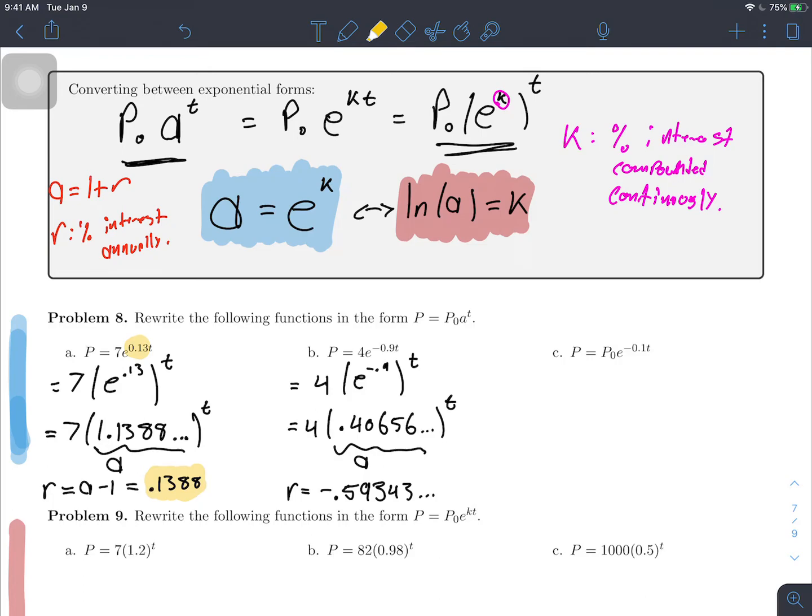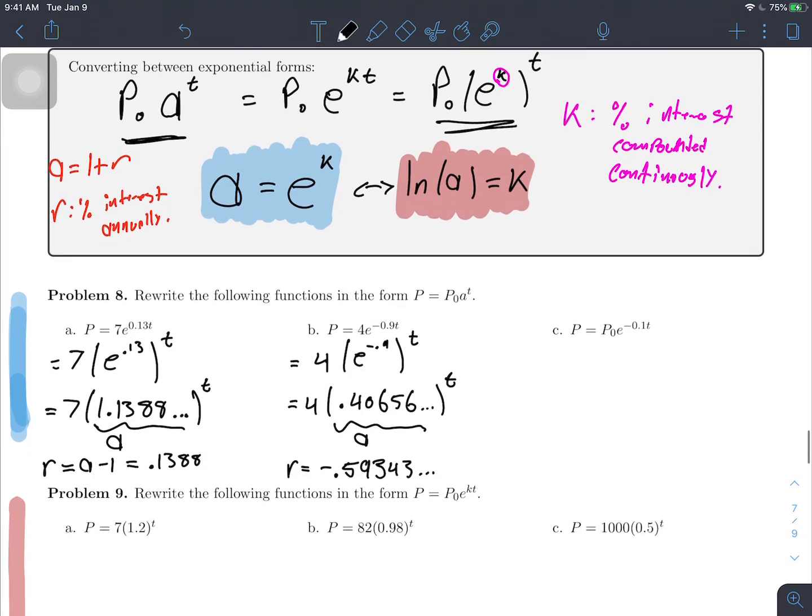And these things will be equivalent to one another. Okay, so this is really just terminology. You'll notice that in the first problem, 0.13 and 0.1388 are pretty close. That does have to do with the kind of origins of how this math was invented. But you'll actually see here that in the second problem, when we had negative 90% interest compounded continuously, that corresponded to negative 59% interest compounded annually. Okay, so they're not going to always be super close to each other. Okay, let me clean this up a little bit.